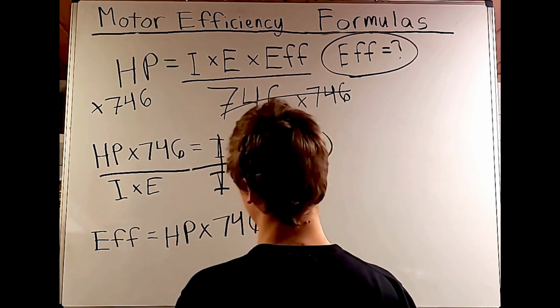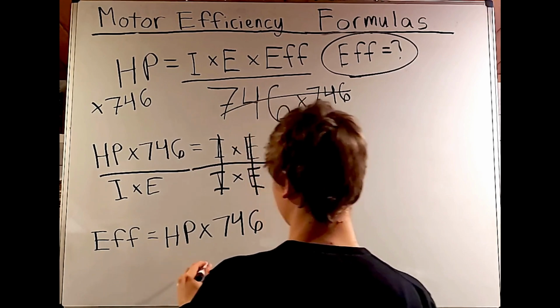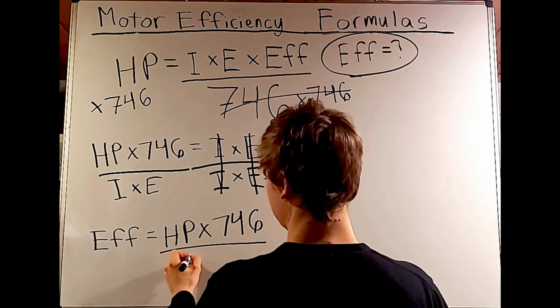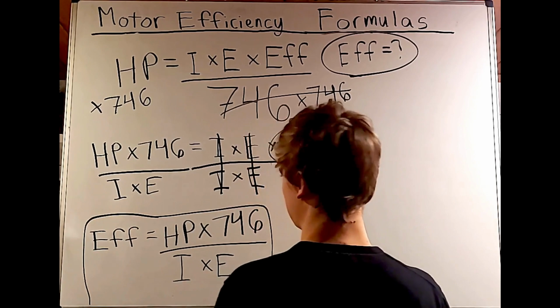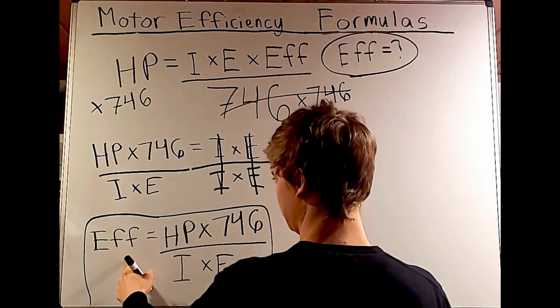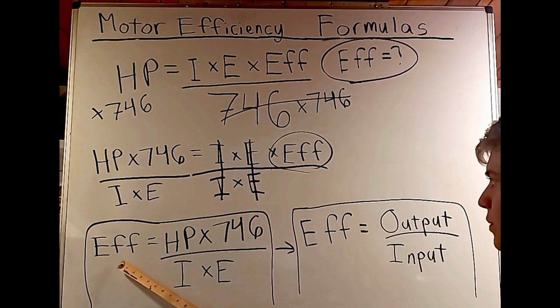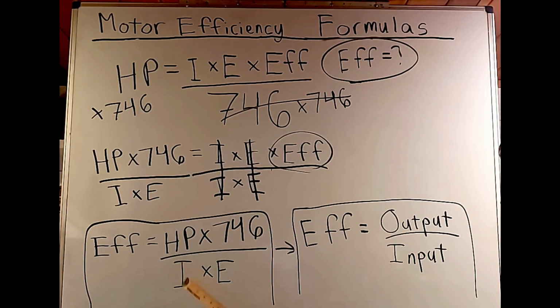Now rewriting that starting on the left side of the formula with the efficiency, we have efficiency equals horsepower times 746, and that's all going to be over the current times voltage. There's our final answer for finding the efficiency when we have horsepower, current, and voltage of a motor. Okay, so now we have the final formula for efficiency, and from here we can understand that efficiency is the output over the input. That also tells us to find the input, we do the current times volts.